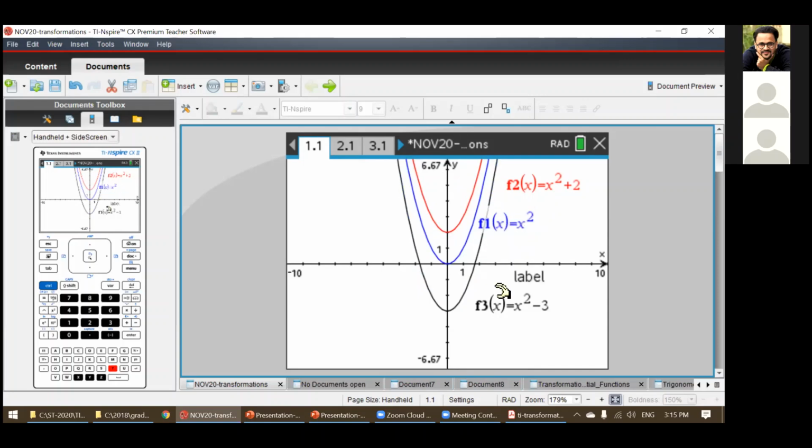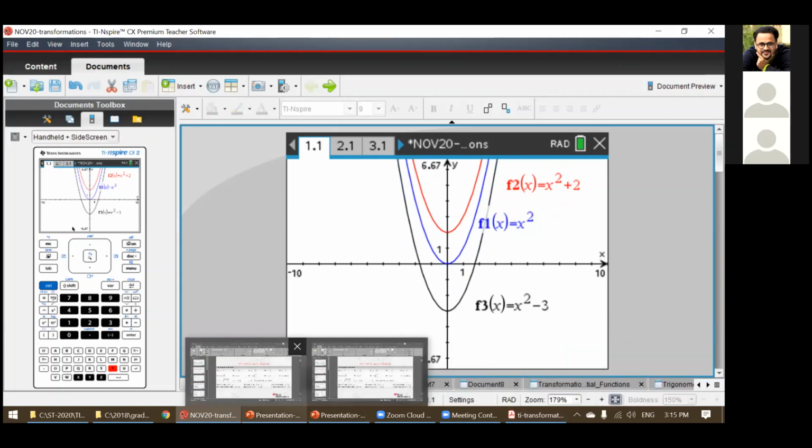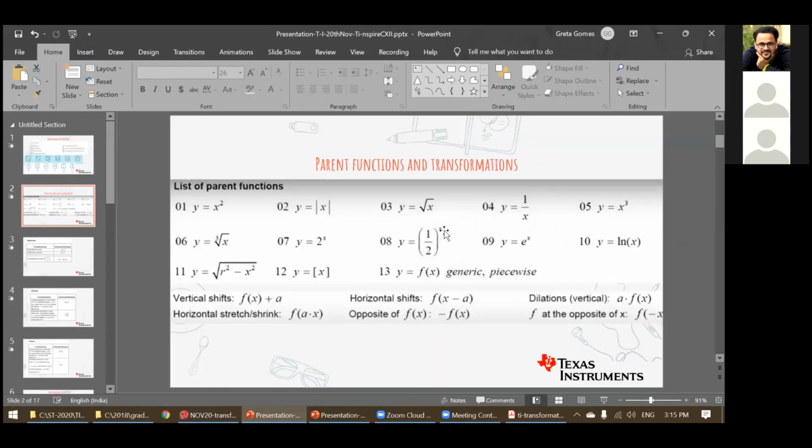And if you know how to do it well with one function, then obviously you're not going to find it difficult with any other function. Okay, yes, I'd encourage you now to go ahead and try any other function. All right, let's do it together. So let's look at, let's say, 1 upon X. Okay.